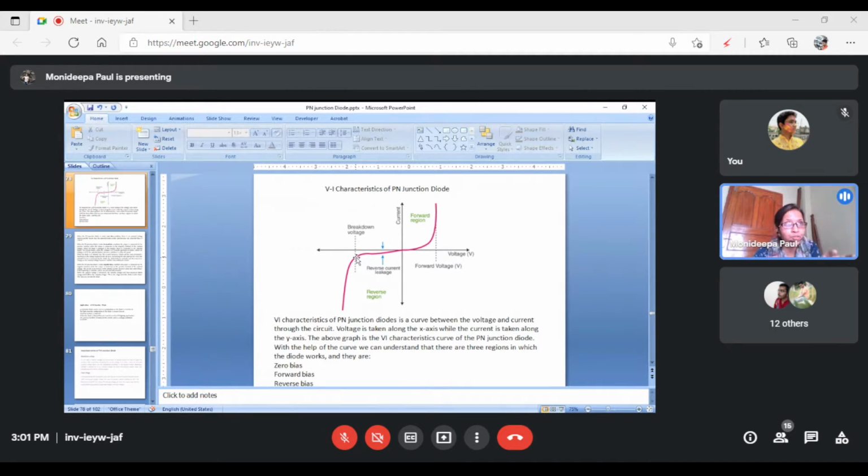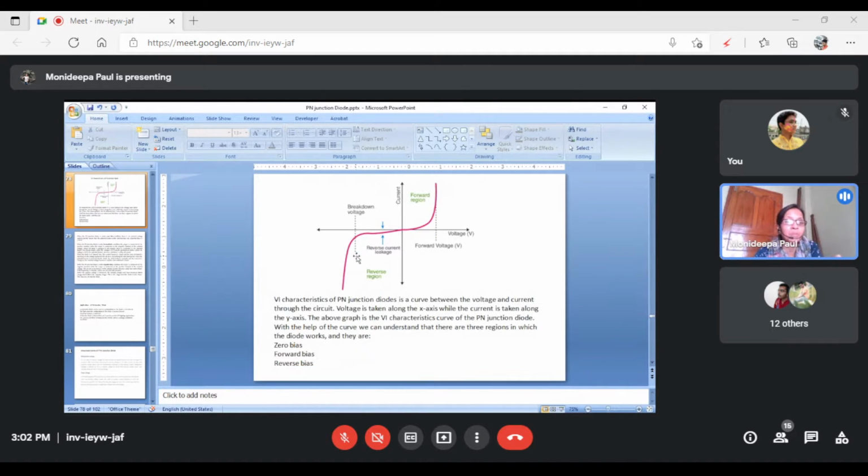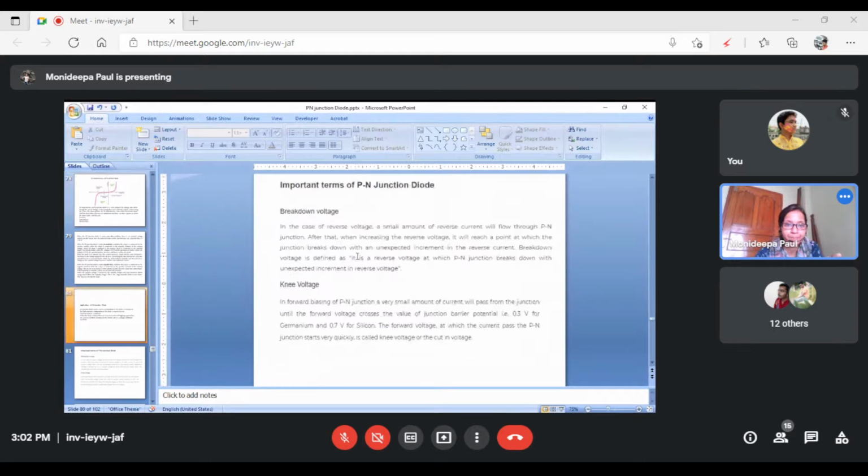So at the point where the current starts to increase in the reverse direction, current is directly proportional to the voltage. This voltage is known as breakdown voltage. This name is only applicable in the reverse bias condition, not in the forward bias condition.